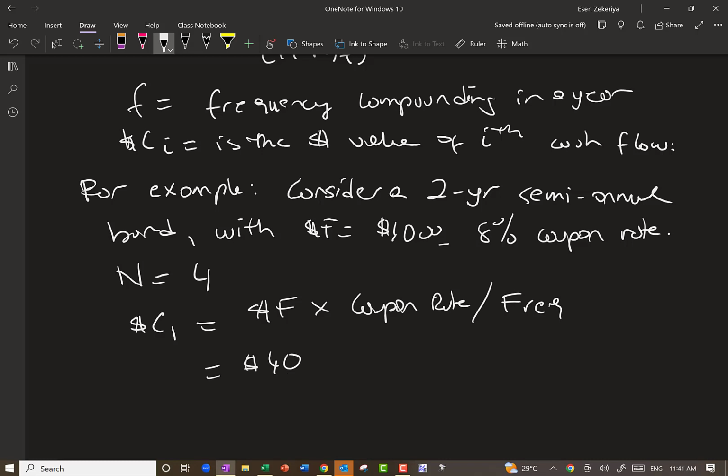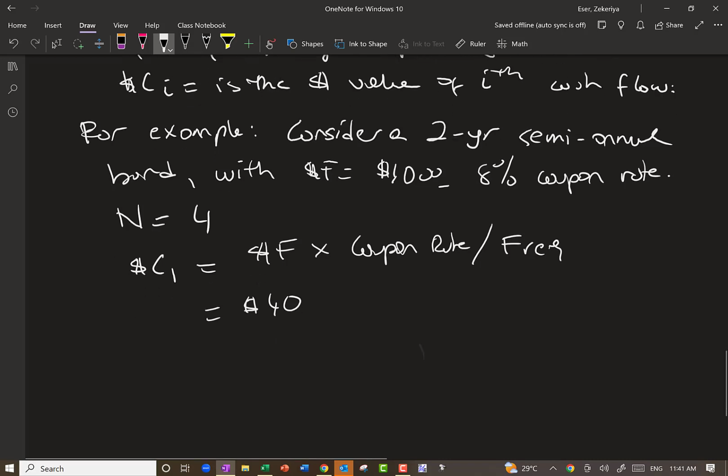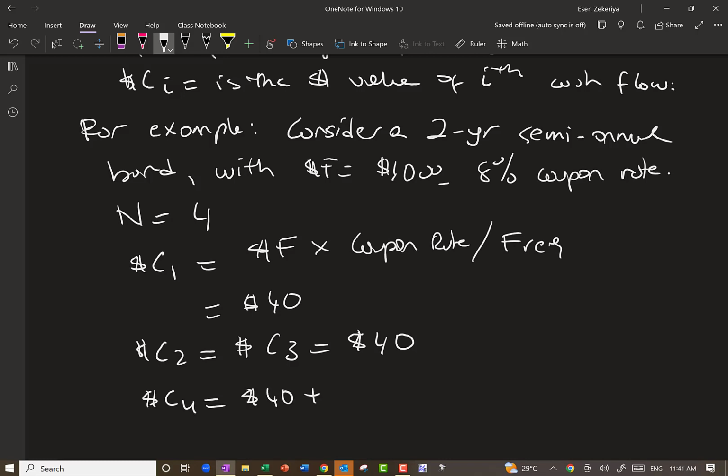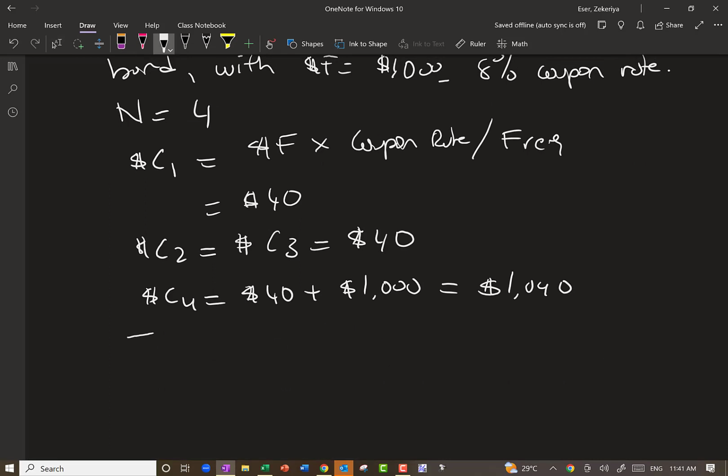Obviously, C2, which is equal to C3, that's going to be $40 as well. And C4 is going to be $40 plus the face value, so $1,040. All right. T1 equals 0.5. Remember, we're measuring those in years. T2 equals 1.0.